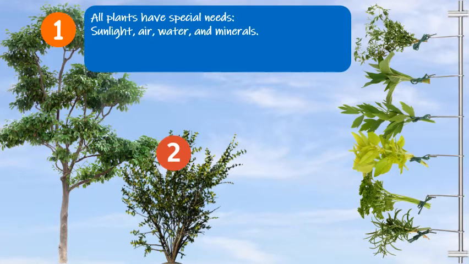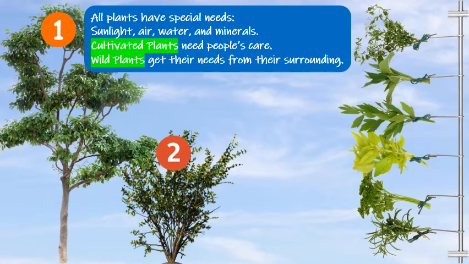When man provides these needs to the plant, when he cares for the plant, we consider the plant as a cultivated plant. When the plant grows in the wild, in nature, and gets all of its needs from its surroundings, we call it and consider it as a wild plant.